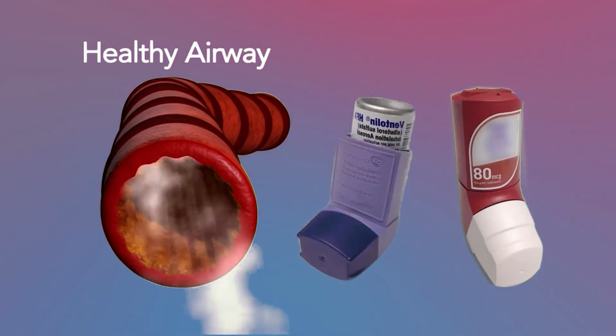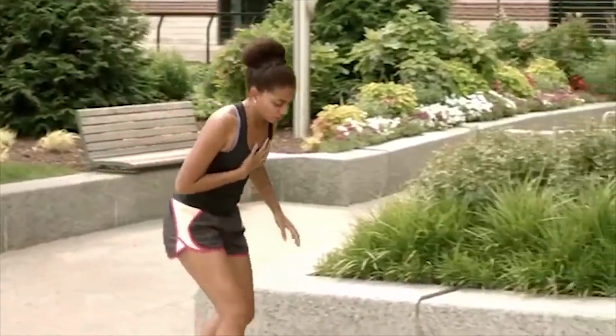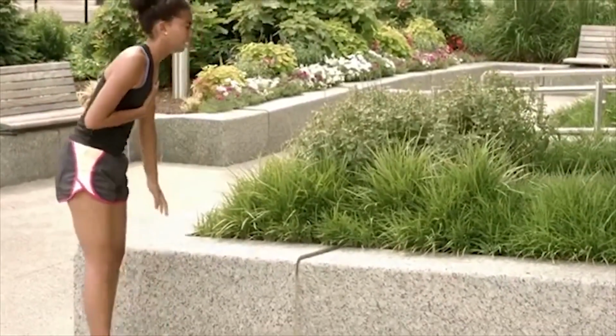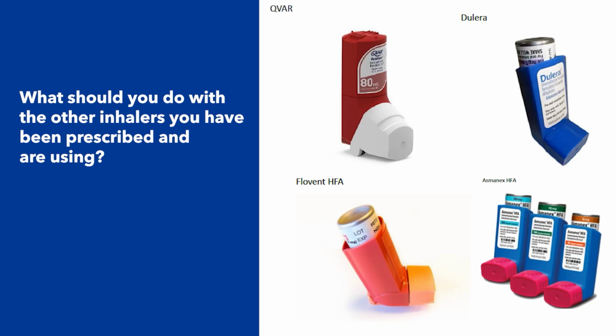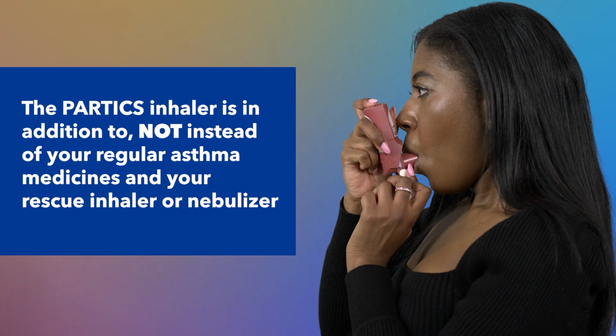Using the rescue and PARTICS inhalers together can give you better control of your asthma and help reduce asthma attacks. This may also mean you need fewer doctor visits, emergency room visits, and less steroid pills. What should you do with the other inhalers that you have been prescribed and are using? You need to continue to use all other usual asthma inhalers and medicines as you have been. The PARTICS inhaler is in addition to, not instead of, your regular asthma medicines and your rescue inhaler or nebulizer.